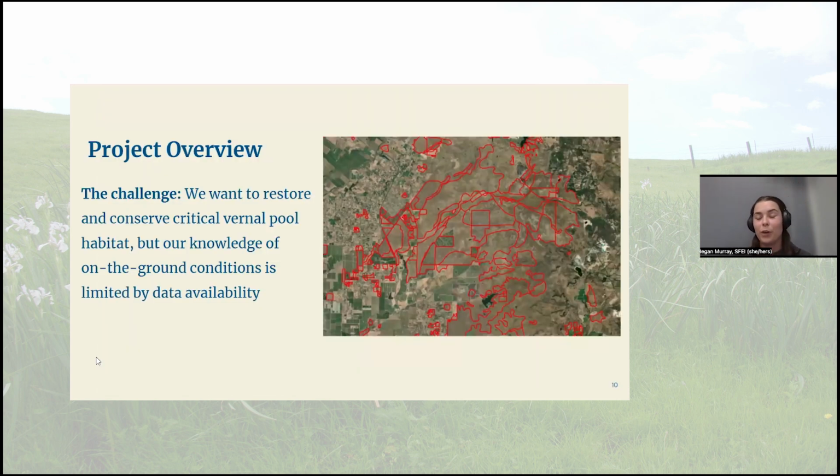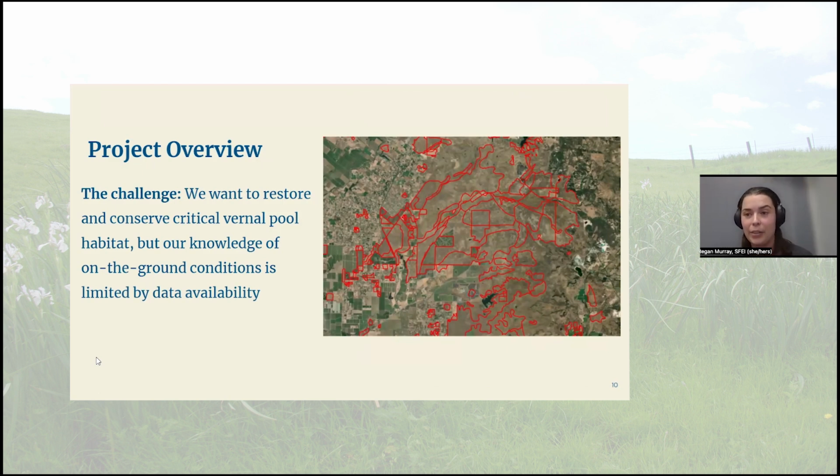So vernal pools are facing this challenge where we have a very limited amount of habitat left, and all of these species rely on them to survive. So we want to restore and conserve these areas, but our knowledge of the on-the-ground conditions is limited by data availability. Up until last year, the best available resource for identifying vernal pools is what you see on the right-hand side of the screen here. And this is still great.